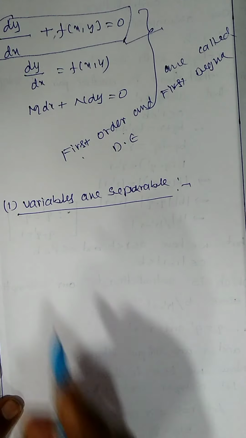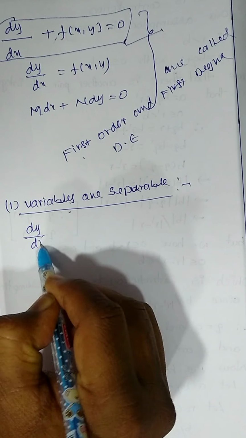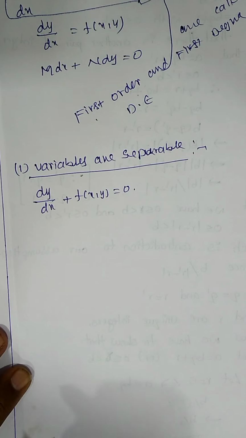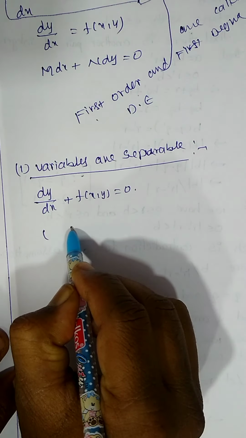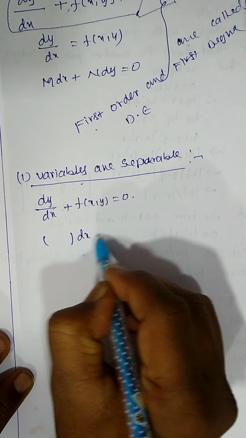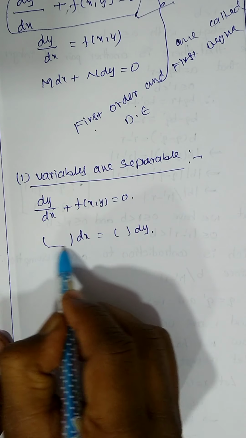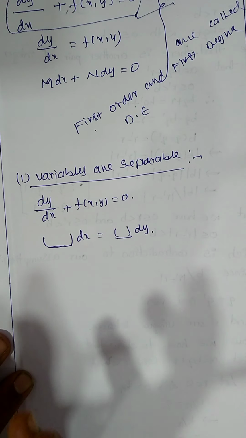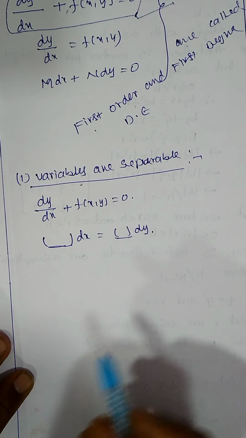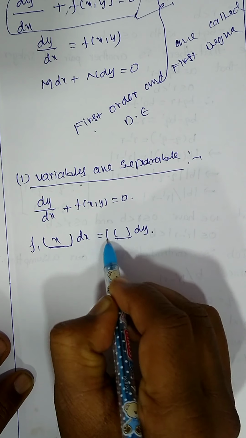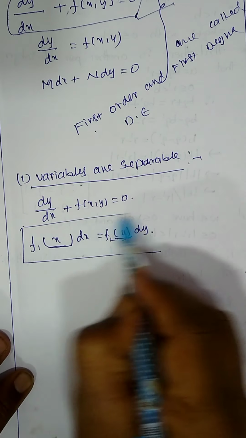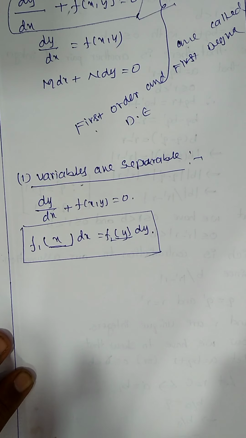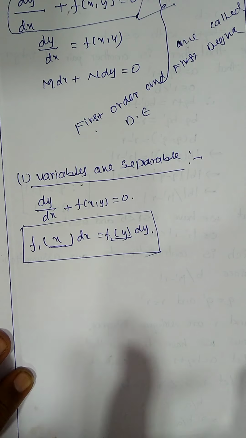Given in the question, dy by dx plus f of x comma y equal to 0. If we can convert it into some function of x dx equal to some function of y dy, where one function is in terms of only x terms and the other in terms of only y terms, that means all x terms into dx equal to all y terms into dy. For our convenience we can say this function is f1 of x and this function is f2 of y. This procedure is called variable separable. That means we can convert all variables into separable form: all x terms into dx equal to all y terms into dy.